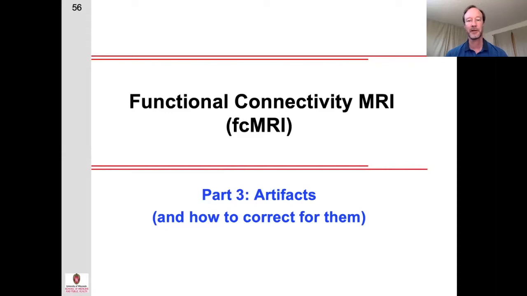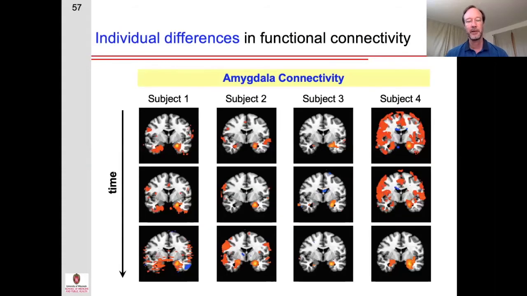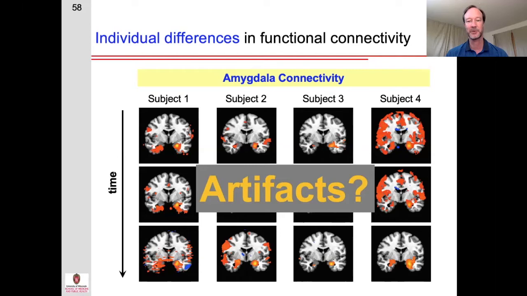In this lecture, I'll be talking about artifacts in functional connectivity MRI and how to correct for them. Here I am showing connectivity maps, particularly the connectivity of the amygdala, in 4 subjects collected in 3 different sessions. And you can see some variations in the functional connectivity across the different subjects and also across the different time points. So the question is, how many of these are real neuronal changes? Or could some of these perhaps be just artifacts, that is, just distortions due to non-neuronal differences?